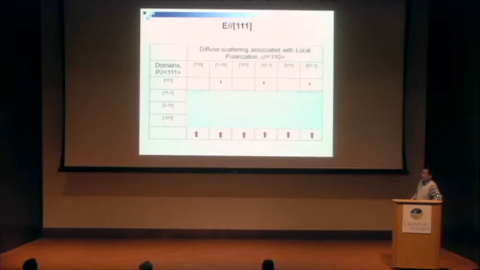But if we apply a field cool in a 111 field, it has a preferred domain, the 111 domain, and suppresses the other 3 domains. And it makes the 3 polarizations associated with the 111 domain enhanced, and suppresses the other 3 kinds of diffuse scattering coming from local polarization not associated with the 111 domain.